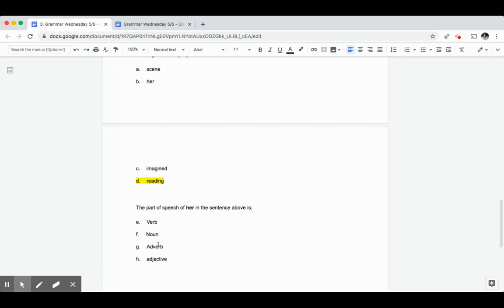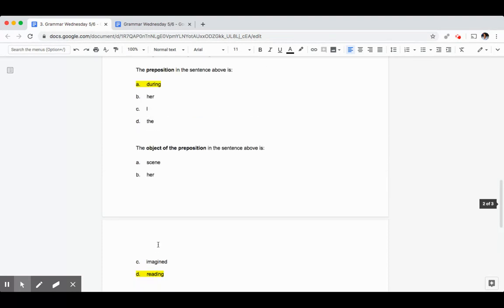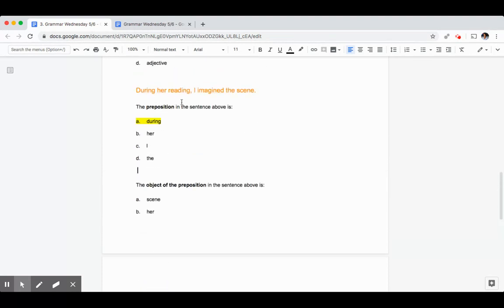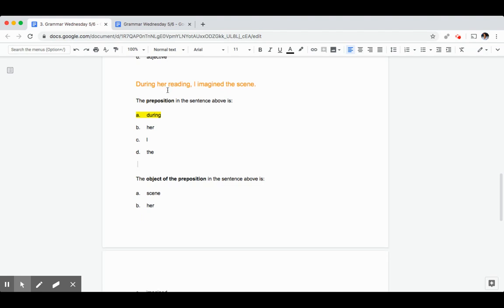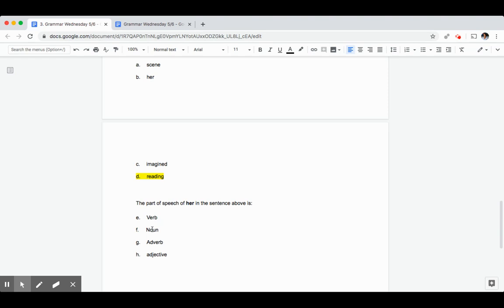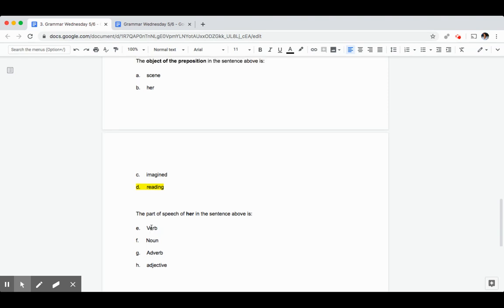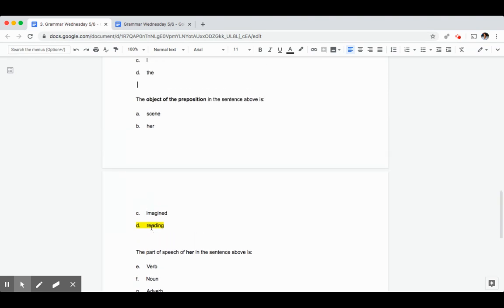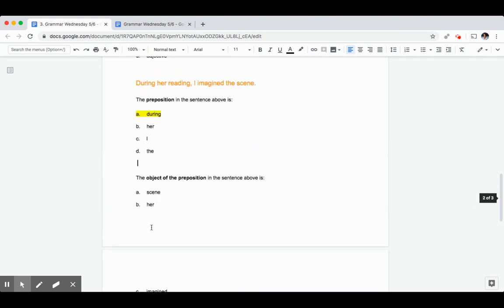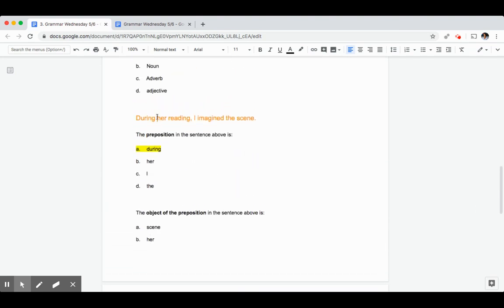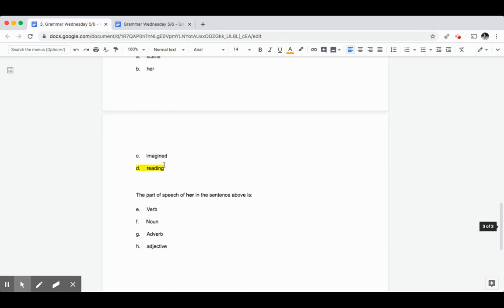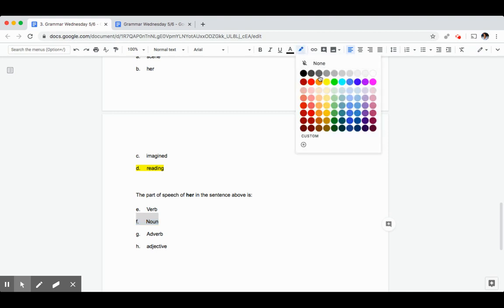What about an adjective? Is her describing a noun in this sentence? Her is not describing a noun. Our last answer choice is noun, and a noun is a person, place, or thing, or idea. In this sentence, her is functioning as a noun. So the correct answer here would be F for noun.